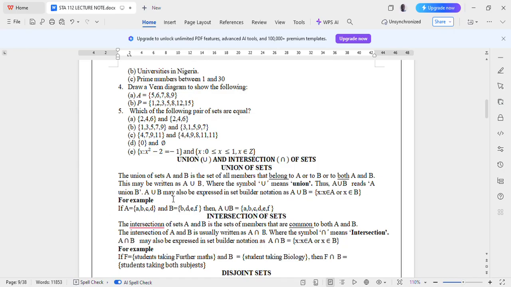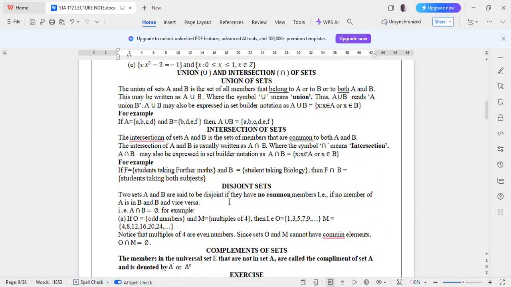Read A union B. A union B may also be expressed in set builder notation like this: x such that x is in A or x is in B. Those are the elements in the universal set that belong to A or B. Let me use you as an example. You are a product of two families, so you belong to both families. Both families can lay claim on you. They can say, oh, this is our child. Go to your father's side and your mother's side. So if A is equal to {A, B, C} and B is {B, D, E, F}, then A union B, you list all the elements. You can see it's the combination: A, B, C, D, E, F.